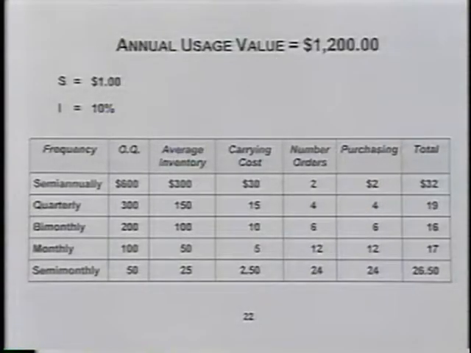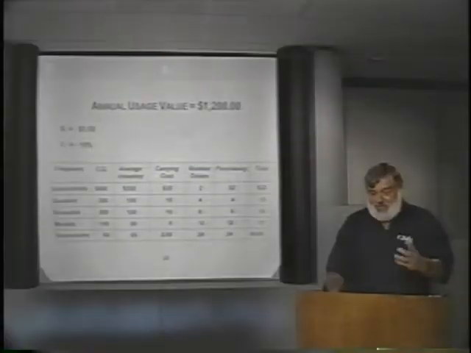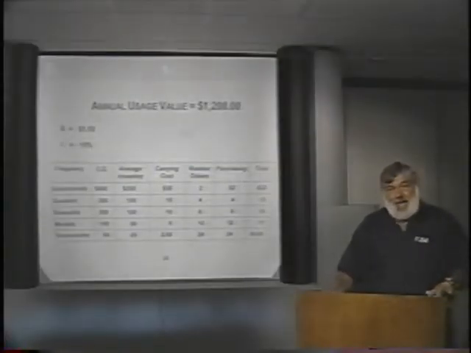And very simply, we have some data elements like the annual usage of $1,200. S is the purchase order cost of $1, don't we wish? And the carrying cost of 10%, another, don't we wish? But to make it easy for us, we'll use those data elements.